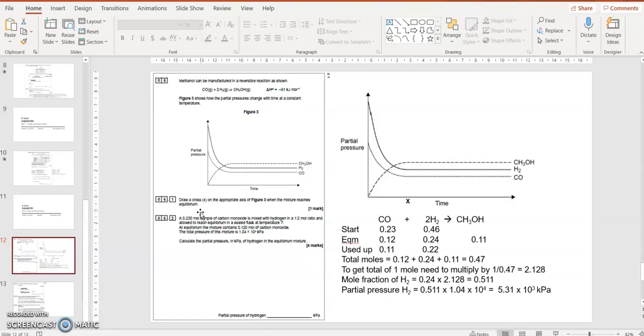It's only asking for the mole fraction of hydrogen and the partial pressure of hydrogen, so I'm just going to do it for hydrogen. There's no point wasting any time on any of the others. So I've got to scale up by 2.128 by multiplying through. 0.24 times 2.128 will give me the mole fraction. 0.511 is the mole fraction of hydrogen. Partial pressure is the mole fraction multiplied by the total pressure. 0.511 times 1.04 times 10 to the power 4 gives 5.31 times 10 to the power 3 kilopascal.